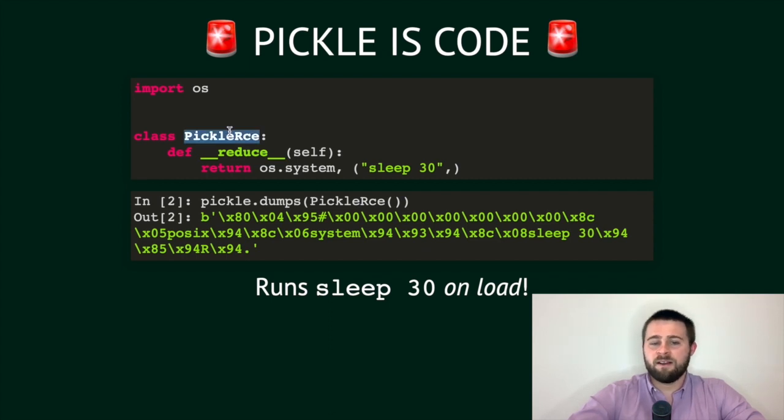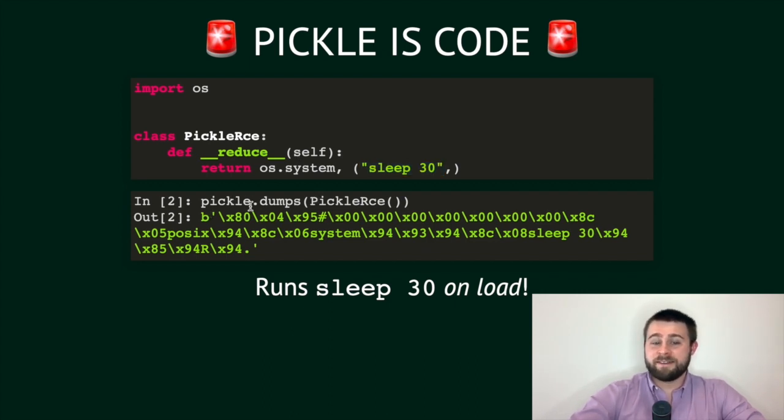So that PickleRCE class that Blacklist implemented, it looked like this. It had only a reduce method, and this is called by the Pickle serialization method to figure out what functions should be imported and called to load this object back on the other end when deserializing. In this case, the class returned os.system and sleep 30. So it says to retrieve this object, call this function with these arguments. Well, we can see this won't return any useful object, but it will execute a command on the server.